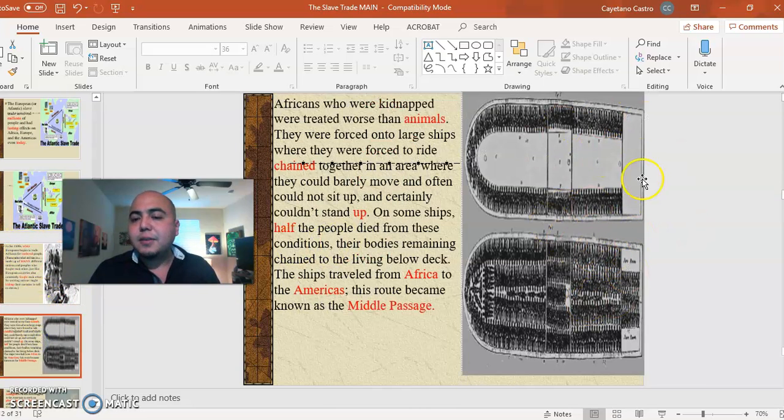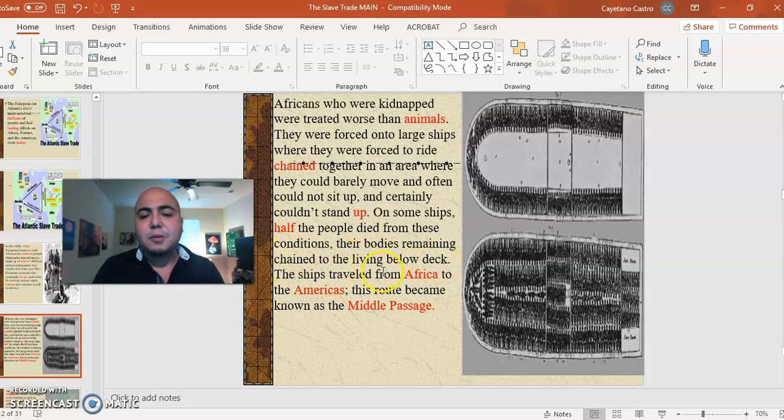This picture right here, I guarantee you're gonna see this in 8th grade. This is a very frequent primary source that is used a lot. Okay, and I'll explain what that is in a bit. All right, Africans who were kidnapped were treated worse than animals. They were forced onto large ships where they were forced to ride chained together in an area where they could barely move and often could not sit up, and certainly couldn't stand up. On some ships, half of the people died from these conditions, their bodies remaining chained to the living below deck.